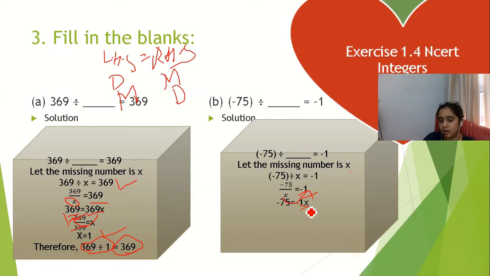In the next step, I will divide by minus 75, because now it is in a multiplication position, and when it goes to the left hand side, it becomes a divide position. So my equation will become minus 75 divided by minus 1 equals x, and this minus and this minus will become plus according to the division rule. If both numbers are negative, the sign of the answer is positive. So my x will become 75. Therefore minus 75 divided by 75 equals minus 1.